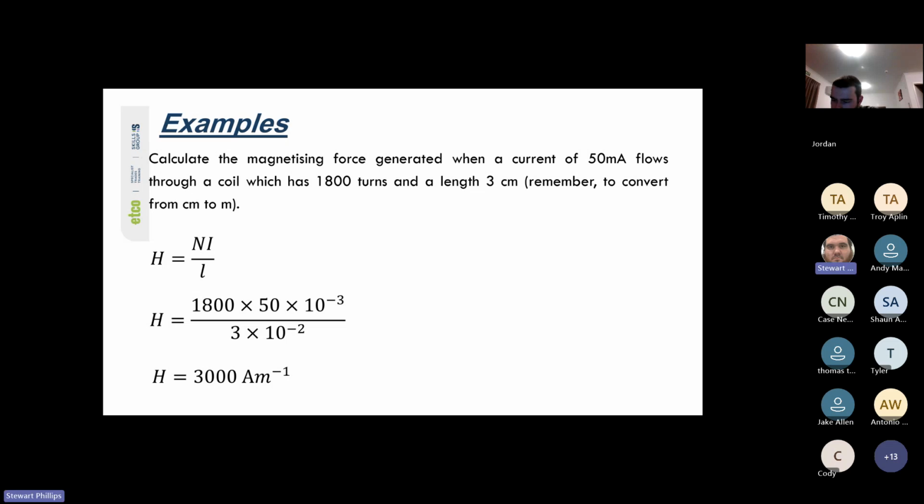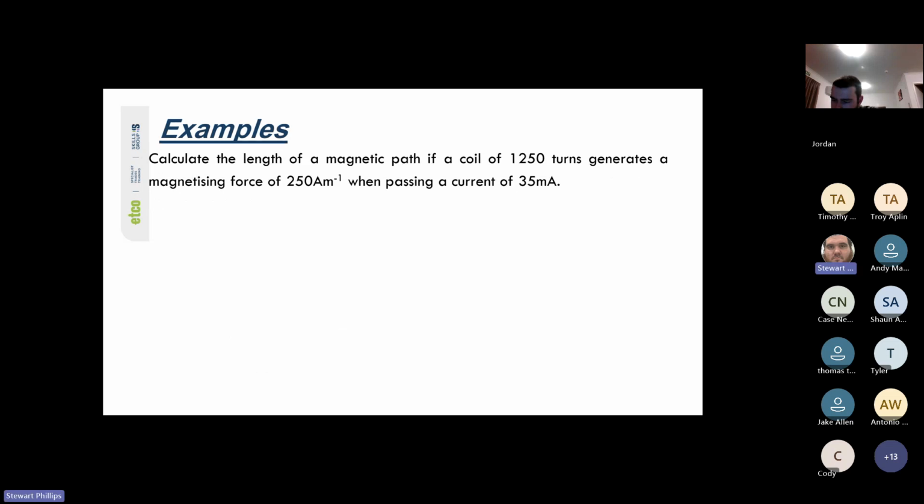Cool. So we will try again, with a different rearranging of the formula. Calculate the length of a magnetic path of a coil of 1,250 turns that generates a magnetizing force of 250 amp meters when passing a current of 35 milliamps. So we know that H equals Ni over L. Therefore, L is equal to Ni divided by H.